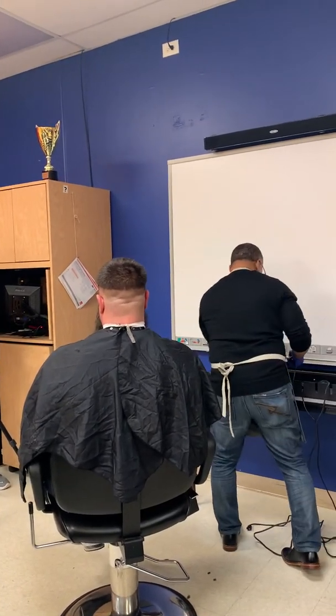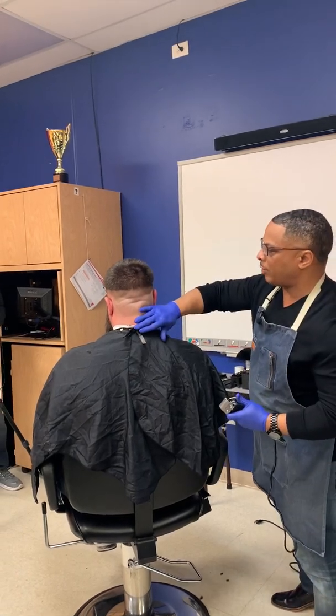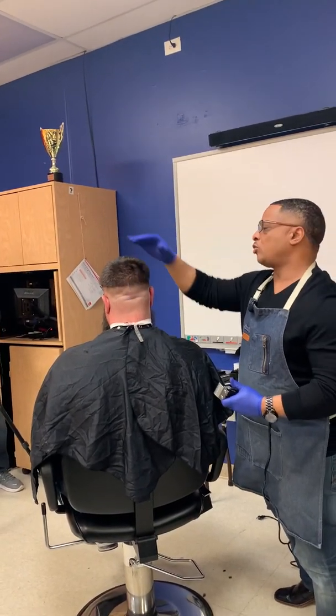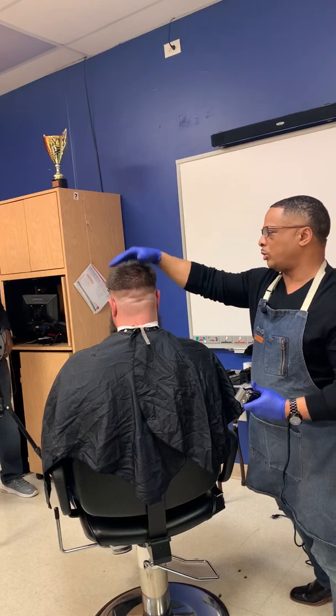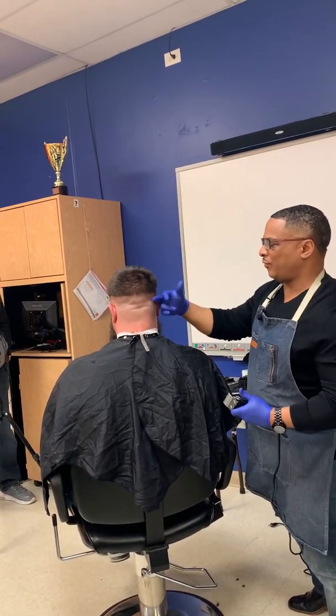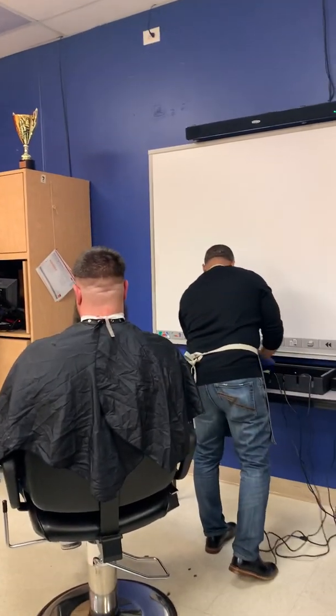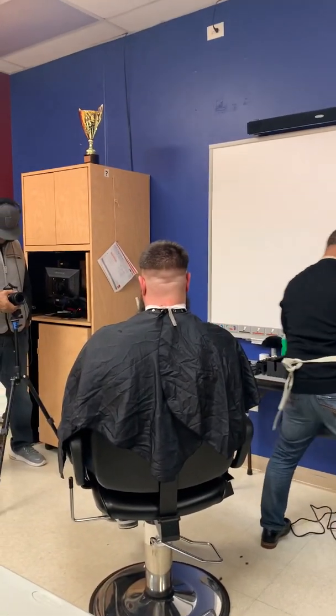So what I'm going to do now, I'm going to skip, because I skipped a step. Remember I told you to do the bottom first, then do the top, then blend. So I'm going to go to the top, and I'm going to do a 5 on the top. We're going to make sure it's nice and even, and then we're going to go back to the fade. So I apologize for skipping that step. Now we can go to the cordless clippers.